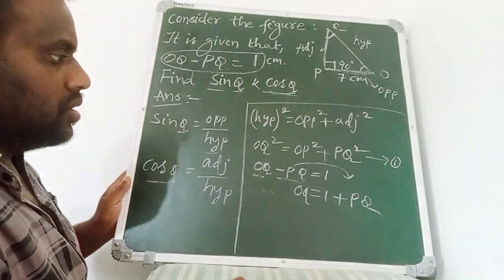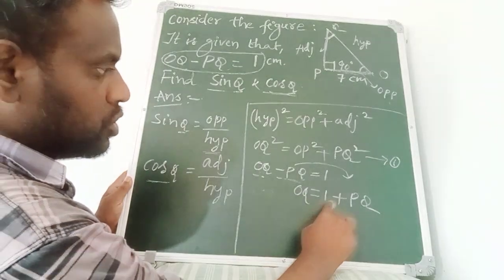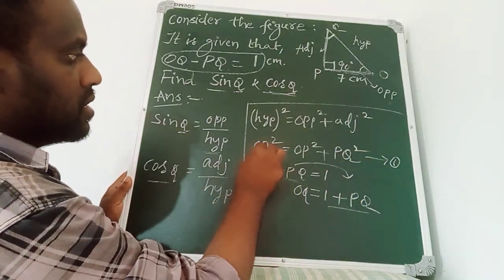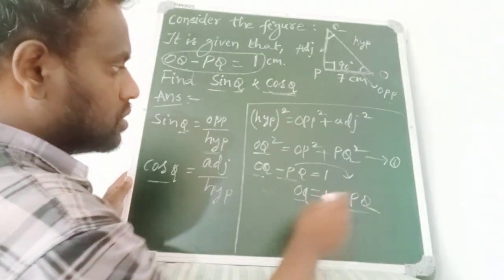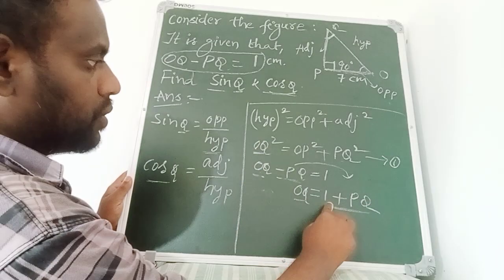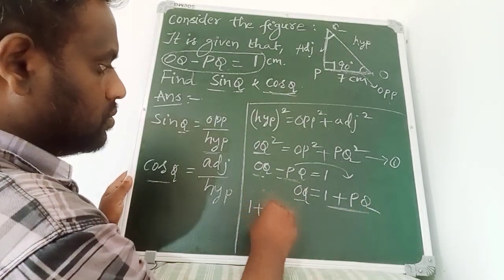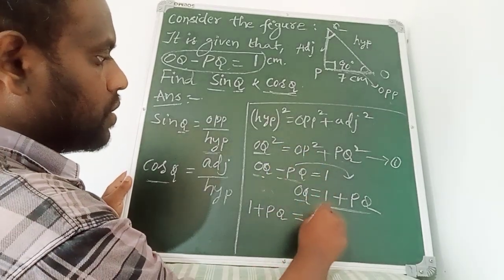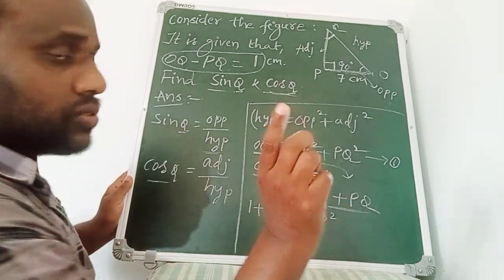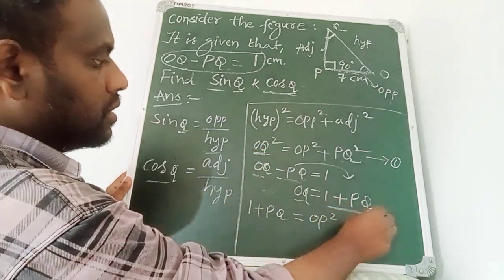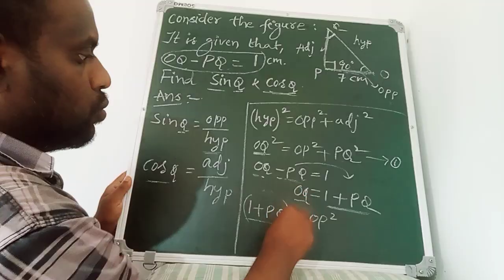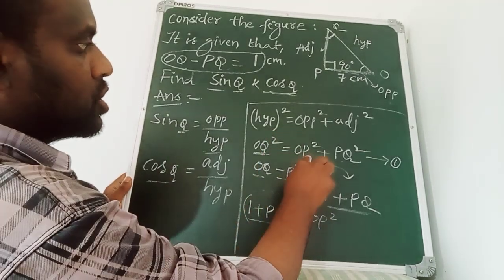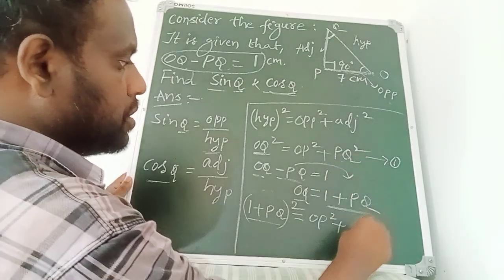Okay. Now substitute this OQ is equal to 1 plus PQ into this equation 1. So in place of OQ we have this. So in place of OQ I am going to write this 1 plus PQ, which is equal to OP square. So in place of OQ I have written 1 plus PQ, then whole square. This square will be as it is. Next OP square plus this PQ square.